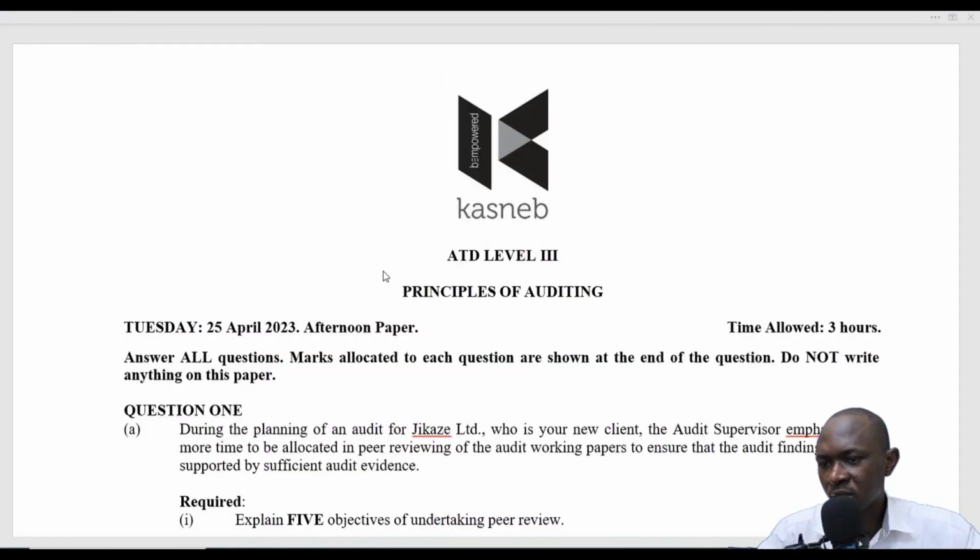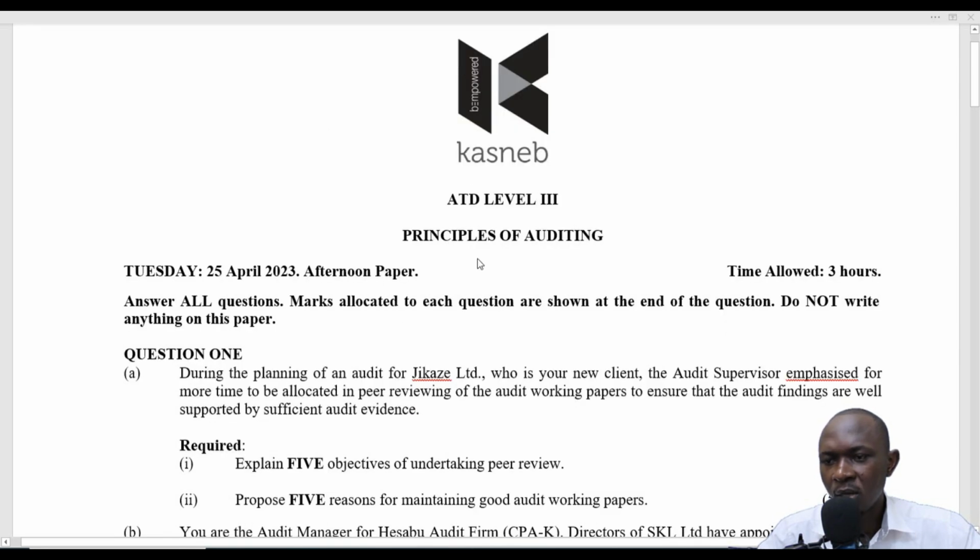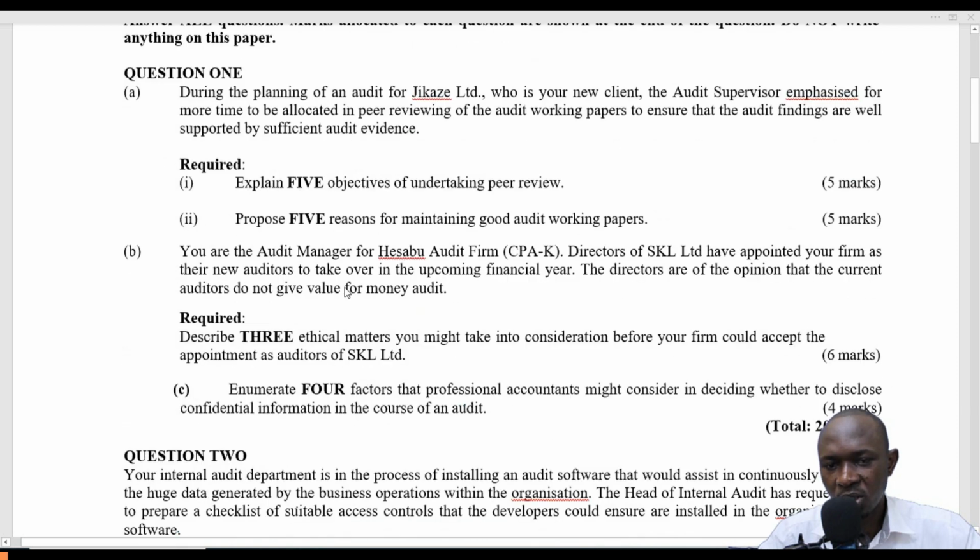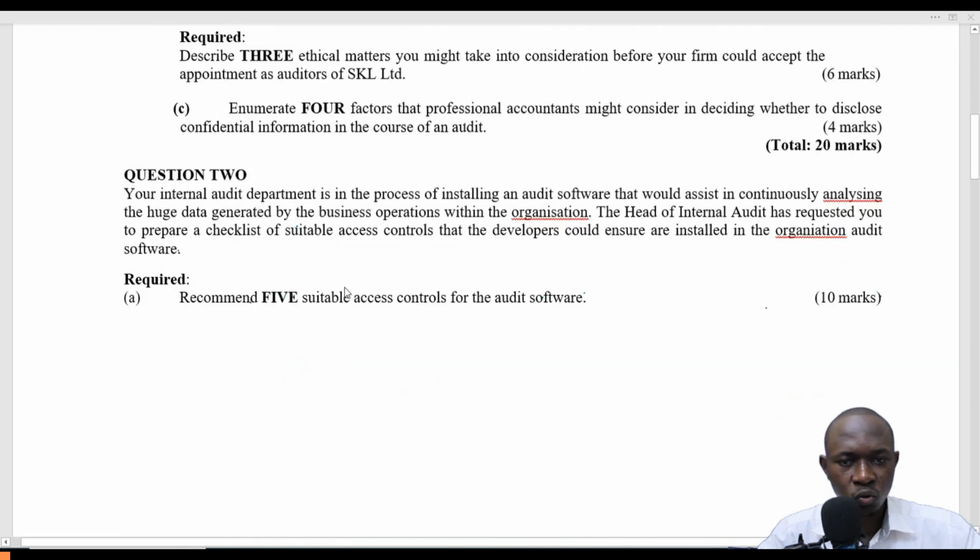Welcome class, we're going to discuss the ATD Level 3 paper, Principles of Accounting. And this is a paper that was done in April 2023. Straight to number 2.